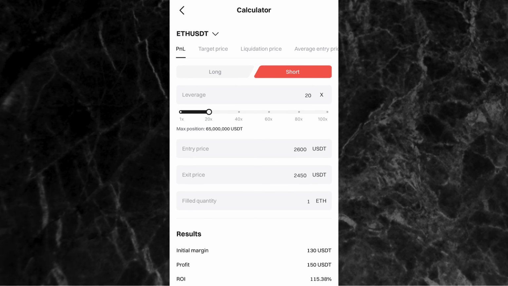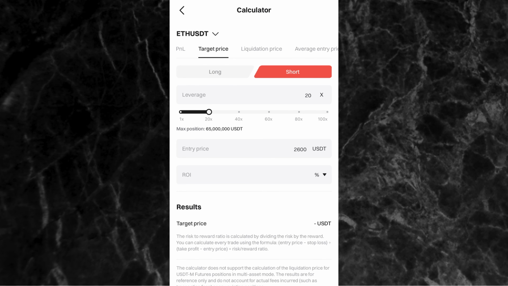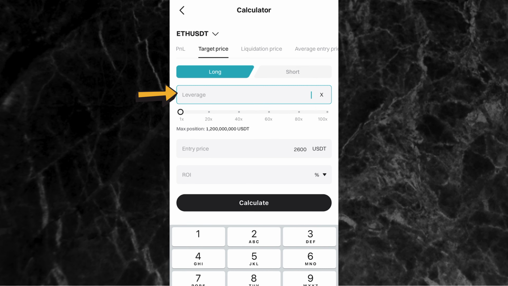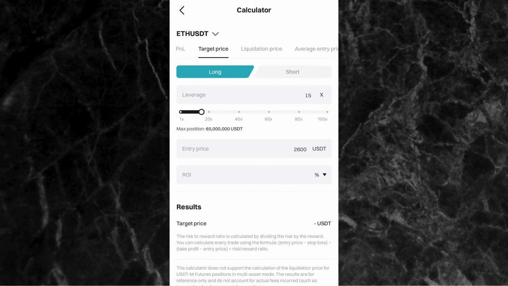Now the second thing you can use the futures trading calculator to calculate is your take profit or your target price. So I'll click right here where the arrow is pointing to. The first thing you want to do again is to select whether you want to long or you want to short. I'll pick long right here. The next thing is to enter your leverage. For this one, let's change the leverage. Let's pick maybe 15x leverage. Once you've entered it, the next thing is to enter your entry price. For the entry price, let's still leave it at 2,600.